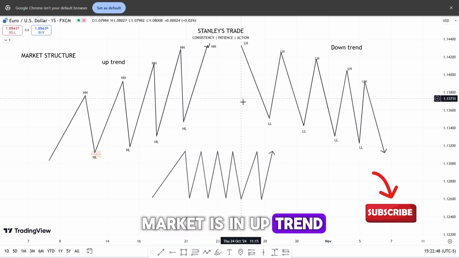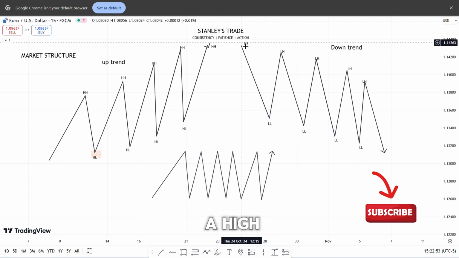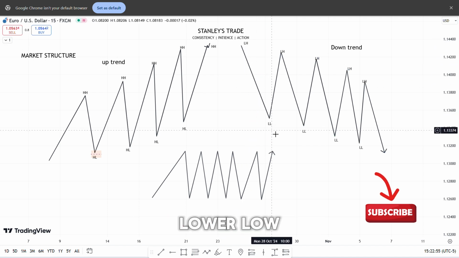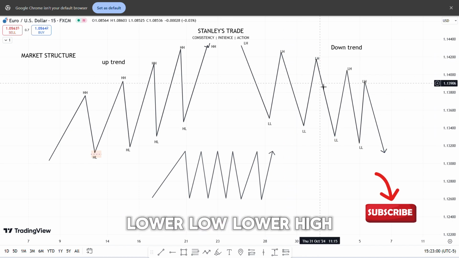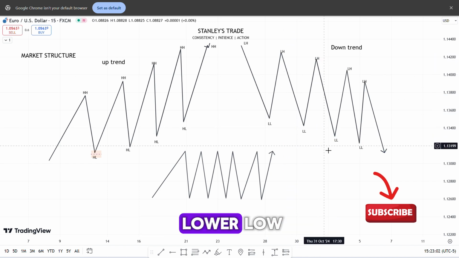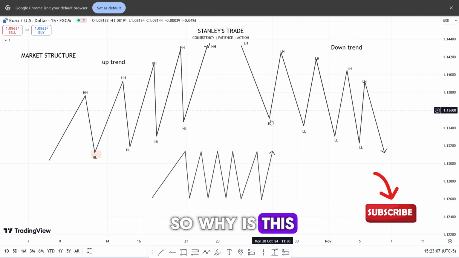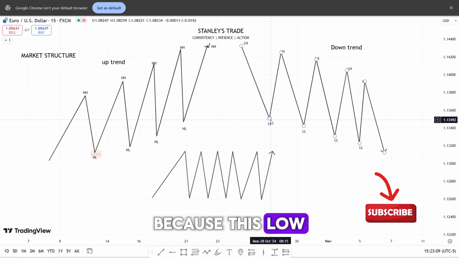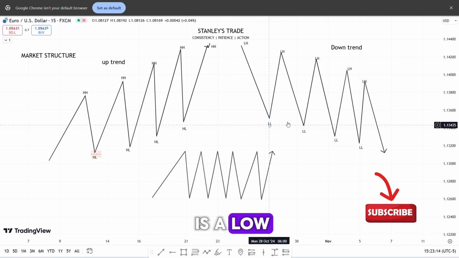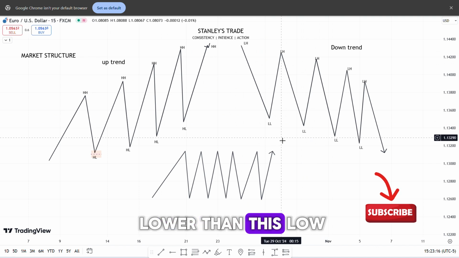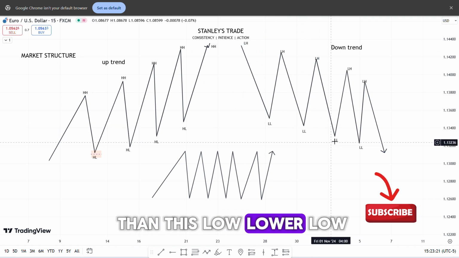market is in an uptrend. So when the market is in a downtrend, the market will have a high, a lower low, a lower high, a lower low, a lower high, lower low, lower high, lower low. So why is this a lower low? Because this low is lower than the low that we had here. So let's say this is a low. This is a low lower than this low. That is a lower low. This low is lower than this low, lower low.